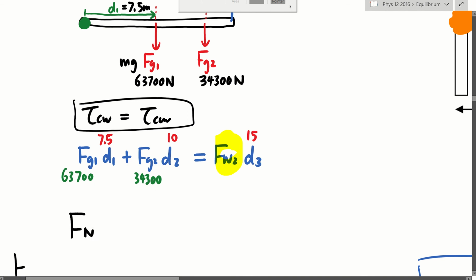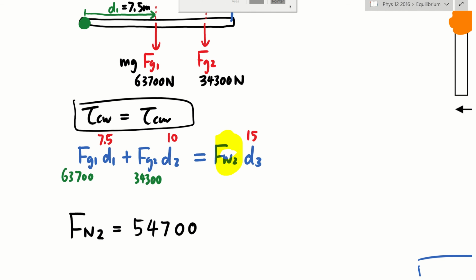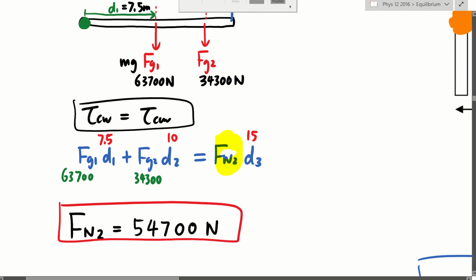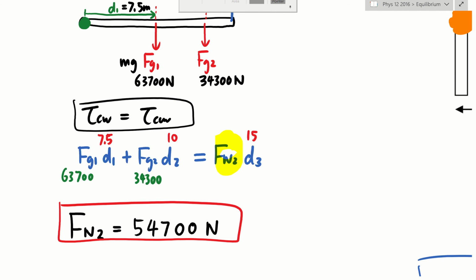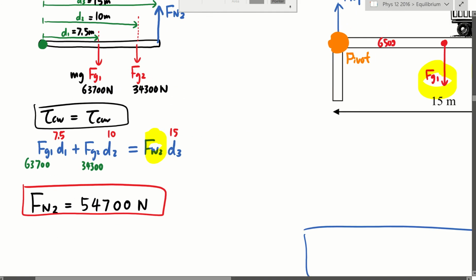At the end, you have your normal force 2, which is the one on the right-hand side. About 54,700. So about 55,000, roughly. That is how much force is acting on the support beam on the right-hand side. Now the support on the left-hand side is going to have a different amount of force, and I will guess that it's actually smaller because the car is parked closer to the right.